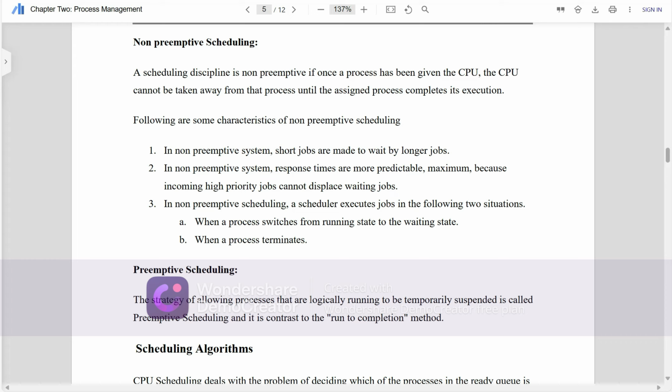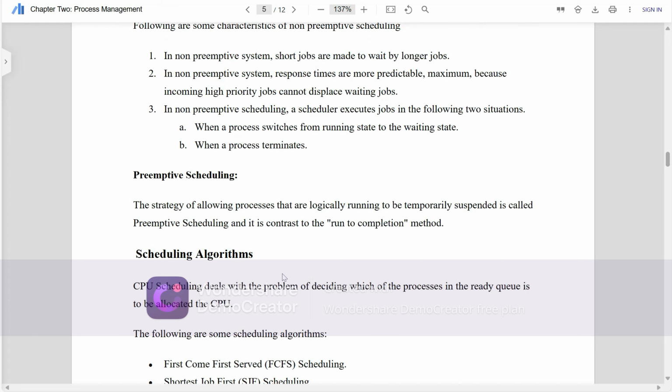So in non-preemptive scheduling, the scheduler makes decisions in the following two situations. The first is when a process switches from the running state to the waiting state, and the second is when a process terminates its execution. In contrast to non-preemptive scheduling, the strategy of allowing processes that are logically running to be temporarily suspended is called preemptive scheduling.